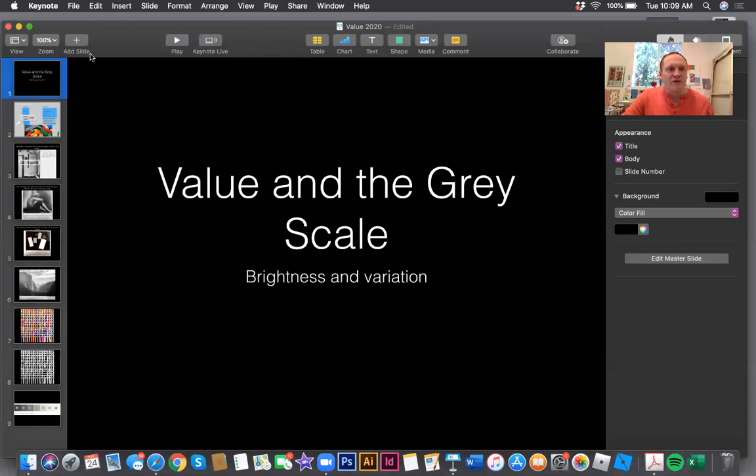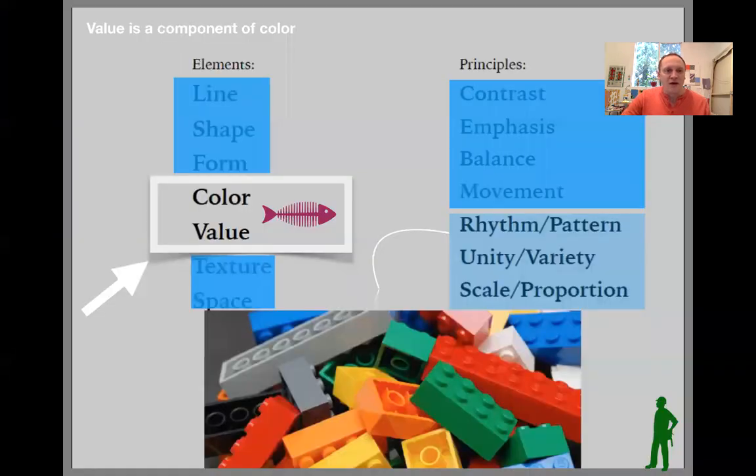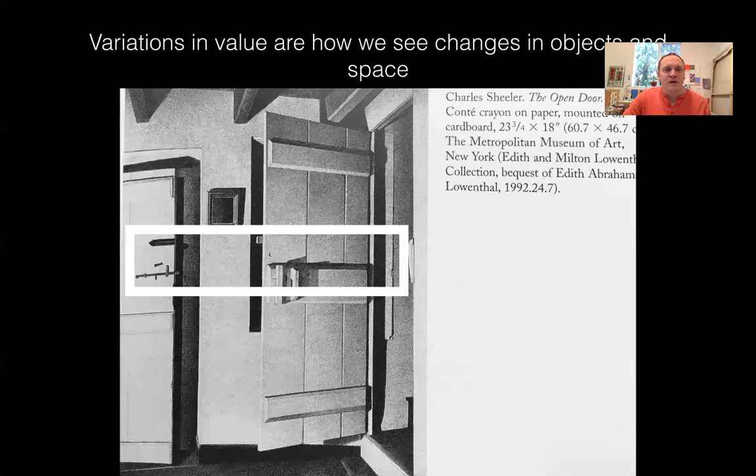So we're talking about value and the grayscale. So brightness and variation. And again, these are two of the elements of design. So value is a component of color, and it's how we're able to see changes in space and see changes in color. And it's an important part of color contrast. And it's how we're able to see volume in naturalistic depicted space.